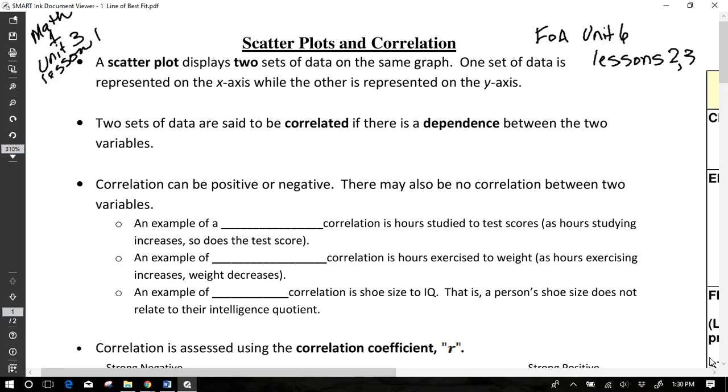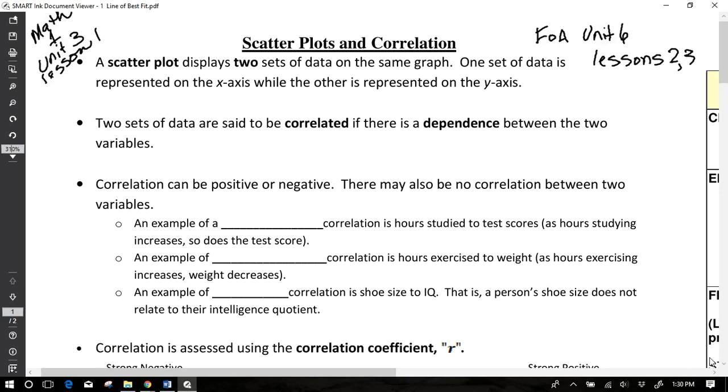A scatter plot displays two sets of data on the same graph. One set of data is represented on the x-axis while the other is represented on the y-axis. So you're plotting your points. Two sets of data are said to be correlated if there is a dependence between the two variables, like how tall I am, depending on how old I am. There would be a correlation there. But if I took a poll of what color my eyes were and tried to relate that to how tall I am, there would be no dependence between those two variables.